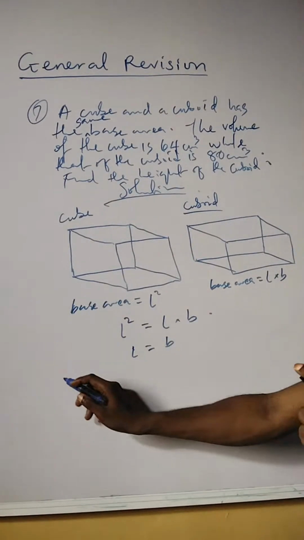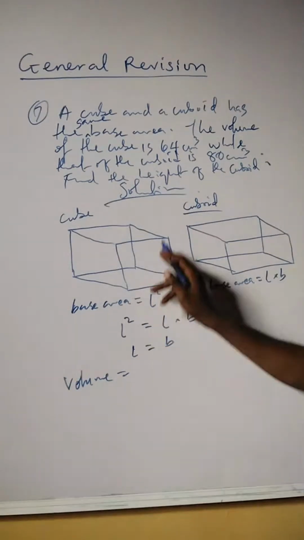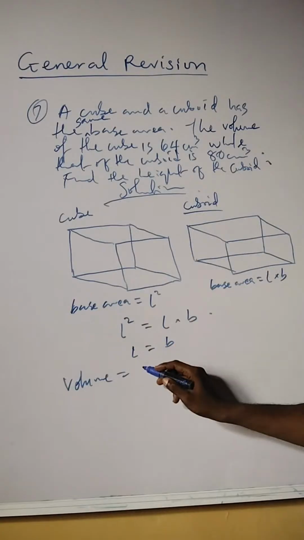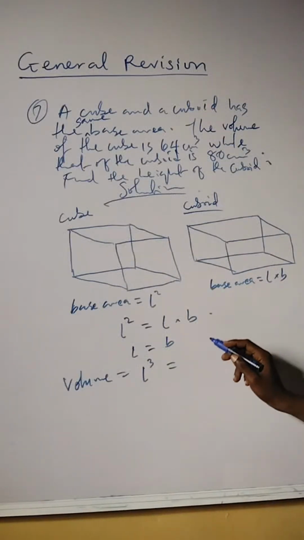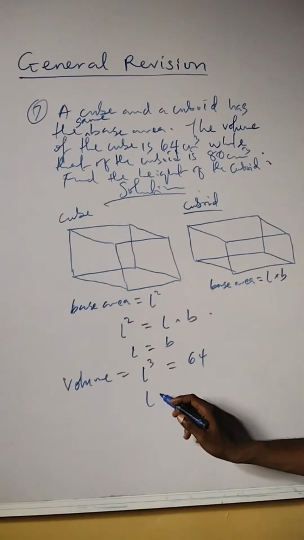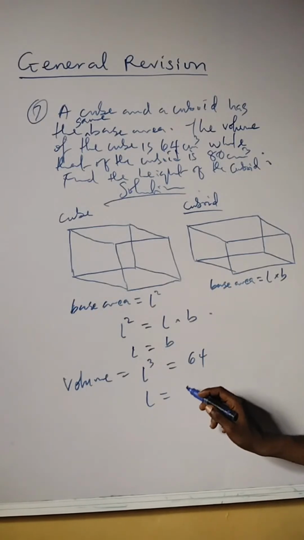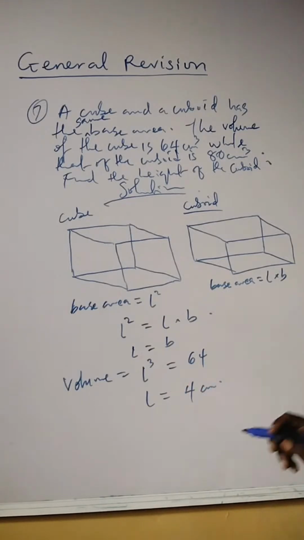Volume of a cube. The volume of any shape is base area times the height. Height is also L, so that's L times L times L, which is L cubed. The volume of the cube is given as 64 centimeter cube. We can just take the cube root on both sides and say L equals 4 centimeter. Since L cubed is 64, L is 4 centimeter.